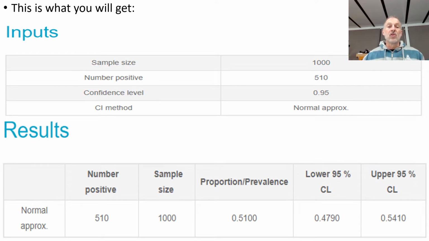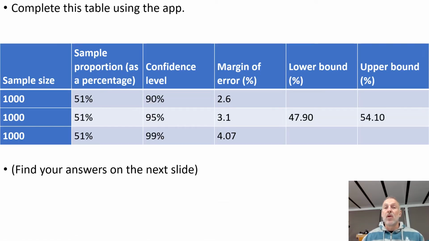So people, there was your inputs, what you were supposed to put into the app, and then the results. You will get the lower confidence level as 0.4790 and the upper one as 0.5410. And yeah, just make sure that yours looks like this. And now I want to ask you to use this app and please complete the table. In other words, you will see there's empty values, 4 empty values. So you will find your answers on the next slide, but now first pause and do it before you look at the next page.